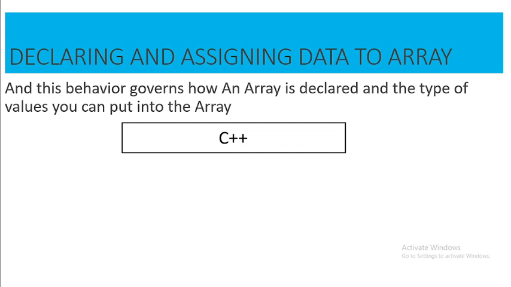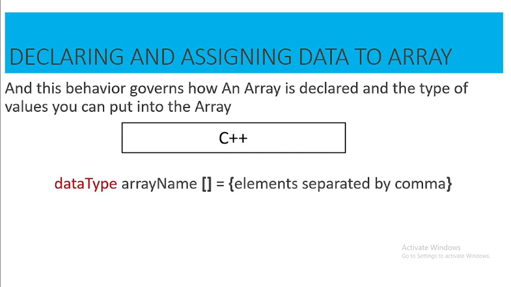In C++, we also write the data type, then the array name, then open square bracket, then close square bracket, and also the open curly bracket, then the elements separated by comma. Then we close it with the closing curly bracket. The difference is that in Java the square bracket comes right after the data type, while in C++ the square bracket comes after the variable name.